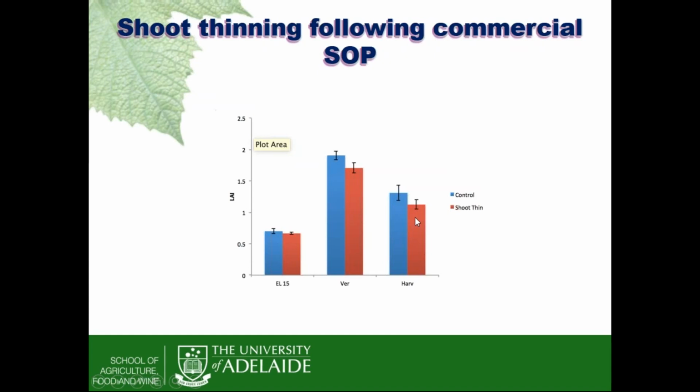So what I'm saying here is I don't want to say that shoot thinning is not needed, but maybe in this particular case or in this particular season, it might have been a bit of a waste of time doing shoot thinning in the whole vineyard, seeing the results that we got here.